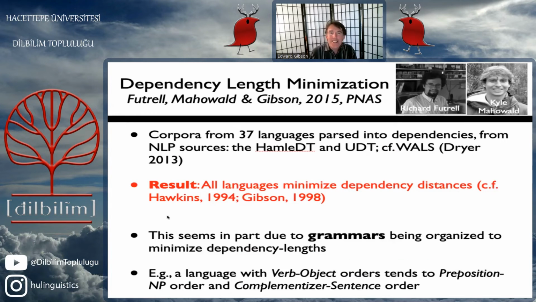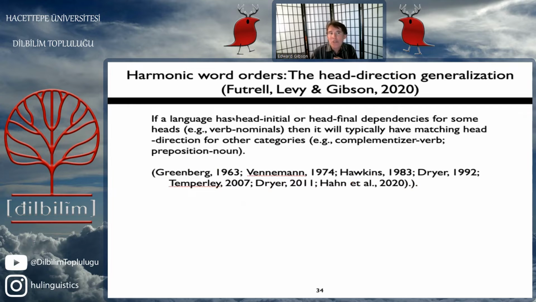Okay, so the main point here is just that all languages minimize dependencies to some degree, which is pretty cool. And it seems to be partly the grammar that's doing that, and I'm going to say something more about that now. Languages tend to have verb-object, preposition-NP, and complementizer-verb orders. Okay, it does that. And that's what's called harmonic word orders, which has been observed way back to Greenberg and Vennemann. And Jack Hawkins and John Hawkins offered an explanation which is very like the dependency length minimization one. And I'll say more about that now.